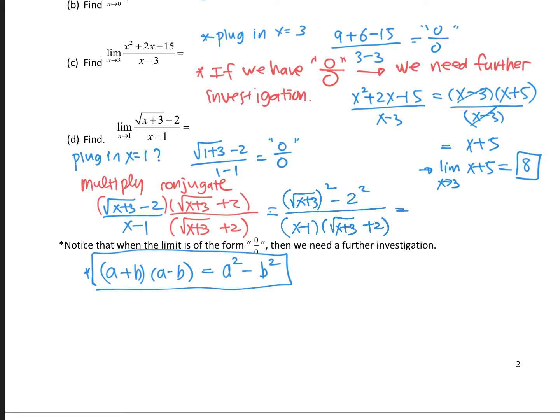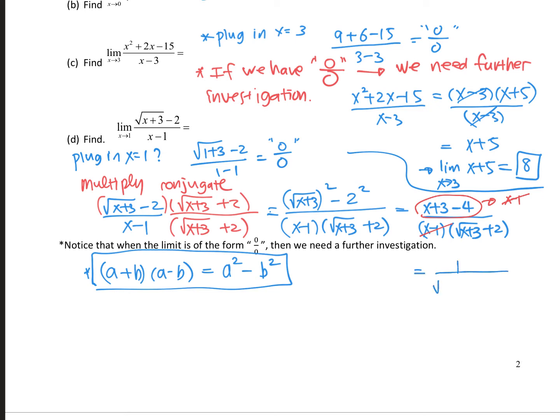So on the top, we get, let's draw an extra line here, the radical squared will just get you x plus 3 without the radical. So it'd be x plus 3 minus 2 squared, which is 4. X minus 1 on the bottom times radical x plus 3 plus 2. Here you notice the top part just becomes x minus 1. So it'll cancel out with x minus 1 on the bottom. So nice, it'll be 1 over radical x plus 3 plus 2.